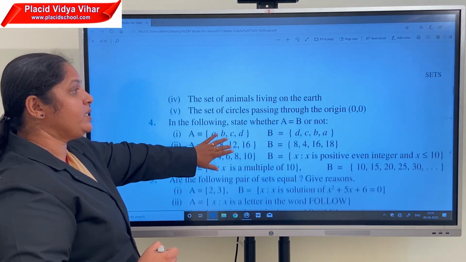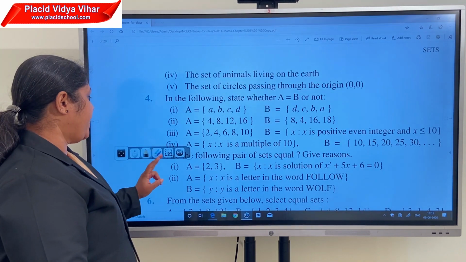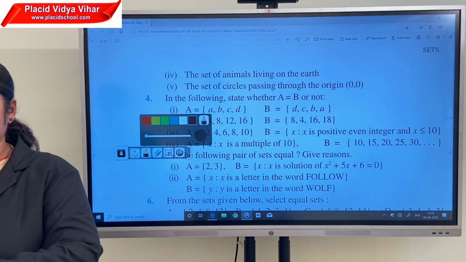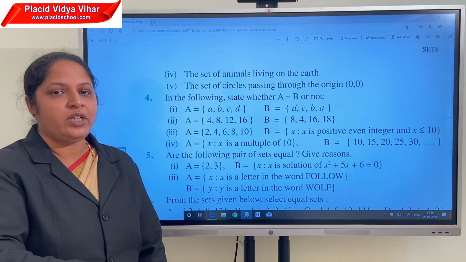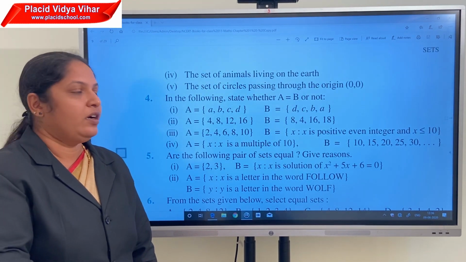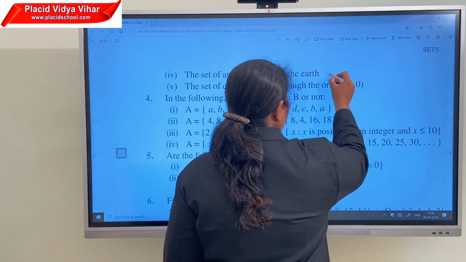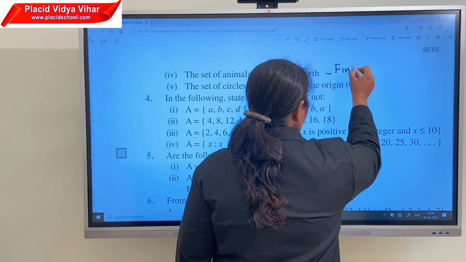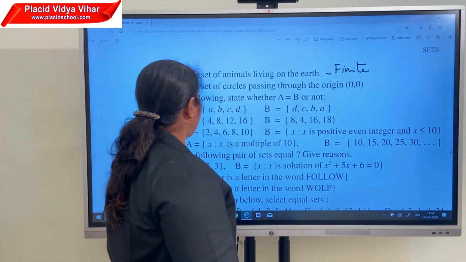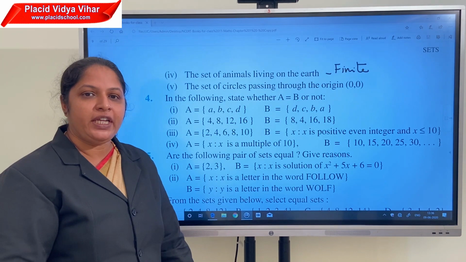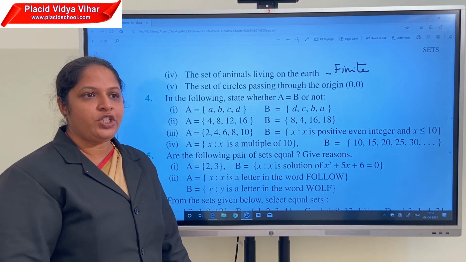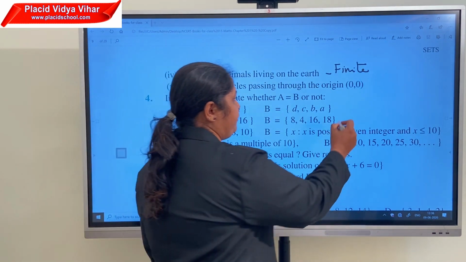Next, the set of animals living on earth. Is that finite or infinite? The set of animals living on earth is finite. There is a list of animals which are living on earth. Then the set of circles passing through the origin. You can draw circles of any radius, no matter what the radius is, so it is infinite.